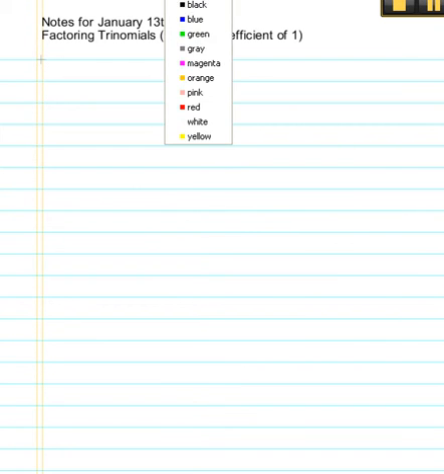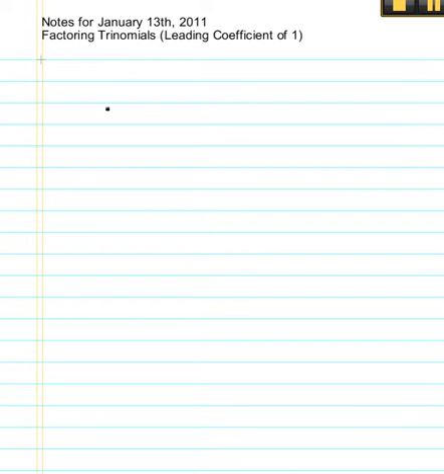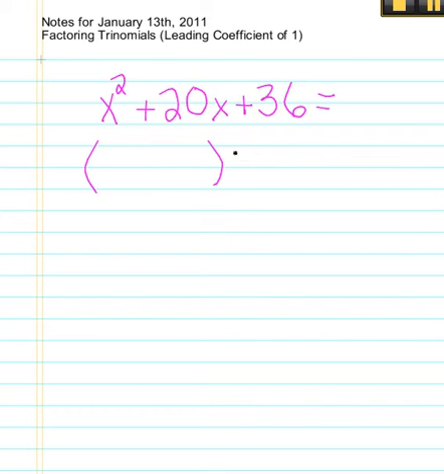Let's see what we got for colors here. Let's go magenta this time. Let's try x squared plus 20x plus 36. Again, I'm going to set up my parentheses for my groupings of two binomials. We know that x times x gives us x squared. Again, this has a leading coefficient of 1, so I can use this x technique.